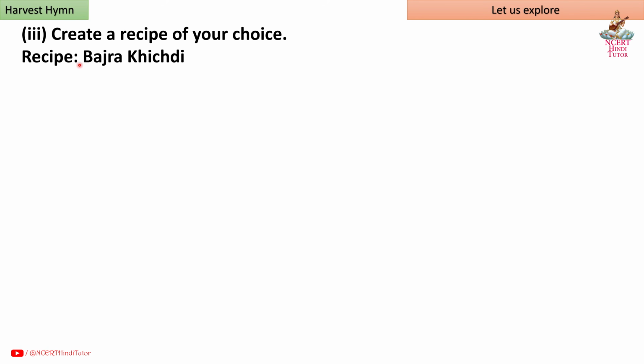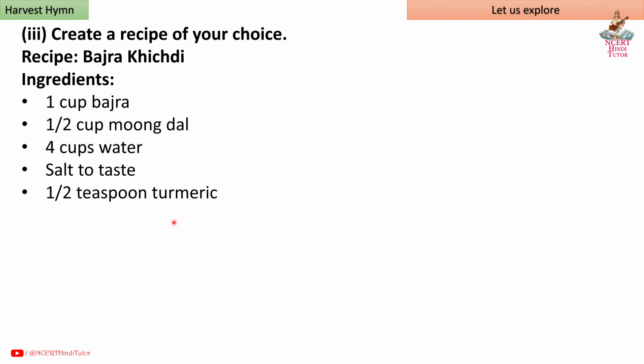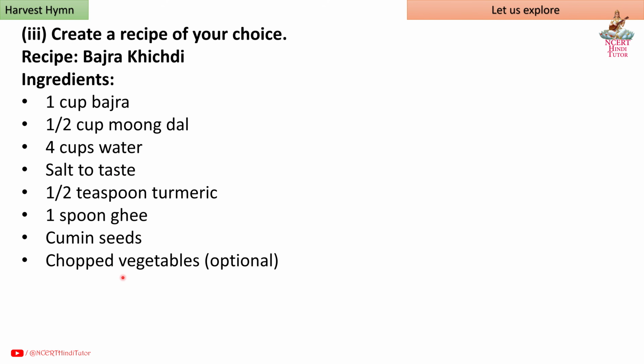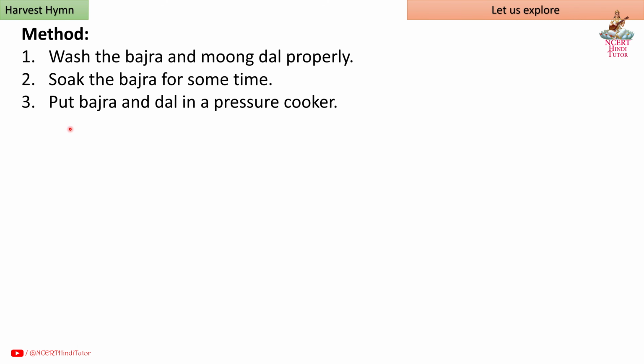Answer. Recipe: bajra khichdi. Ingredients: 1 cup bajra, half cup moong dal, 4 cups water, salt to taste, half teaspoon turmeric, 1 spoon ghee, cumin seeds, chopped vegetables optional. Method. Wash the bajra and moong dal properly. Soak the bajra for some time. Put bajra and dal in a pressure cooker.